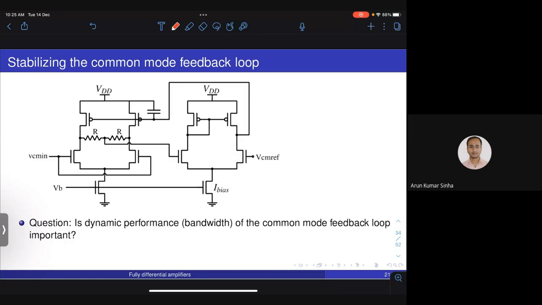Okay, so what I'm indirectly asking is, if there is any mismatch in the tail current source and the current source on top, the output common mode will change, correct? Your feedback loop will detect and correct it. Is the speed of this detection important? Yeah, it is important. Why do we say that?